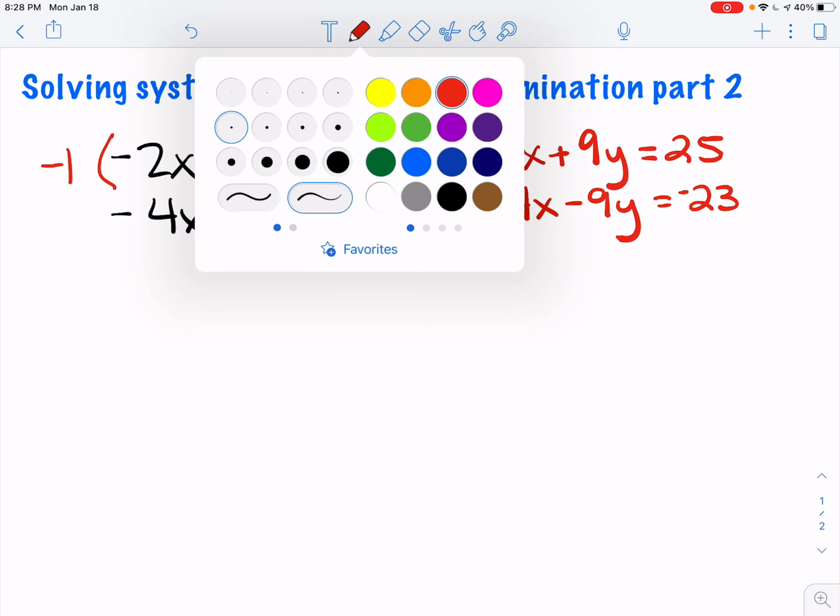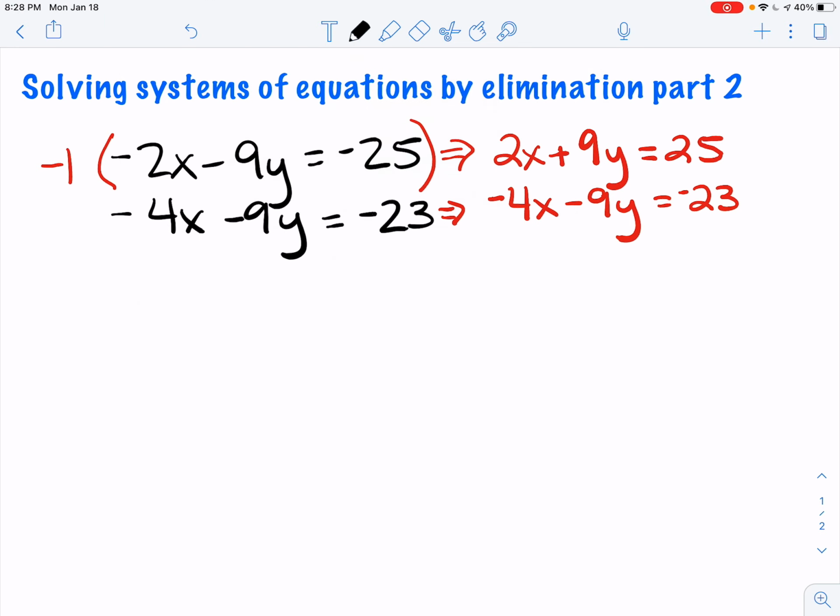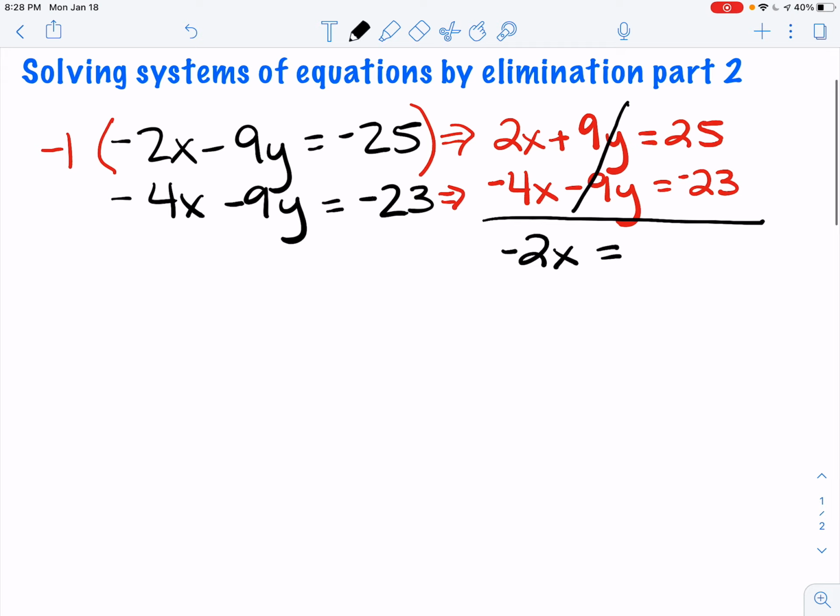Now that I've done that, I can go ahead and add these two equations together because now my y values will eliminate. So if I add my x's together, I have 2x and negative 4x. When I add that, I get negative 2x. 9y minus 9y cancels out. I have my equals, and then I have 25 and negative 23, and that's going to give me a positive 2. So now I divide both sides by -2, and I get x equals -1.